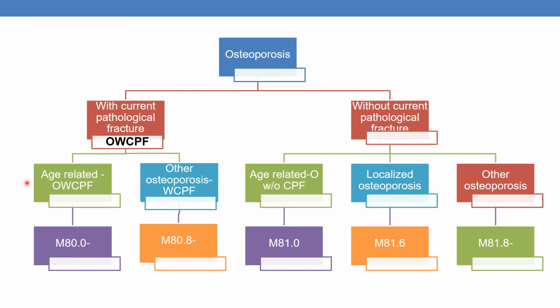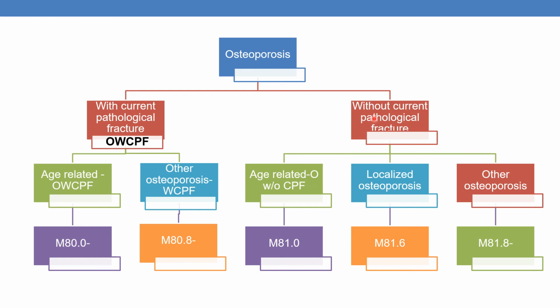Age-related osteoporosis with current pathological fracture is indicated by the code series M80.0, and this is further expandable. The next is other osteoporosis with current pathological fracture. This is given in the series M80.8. This is also further expandable.